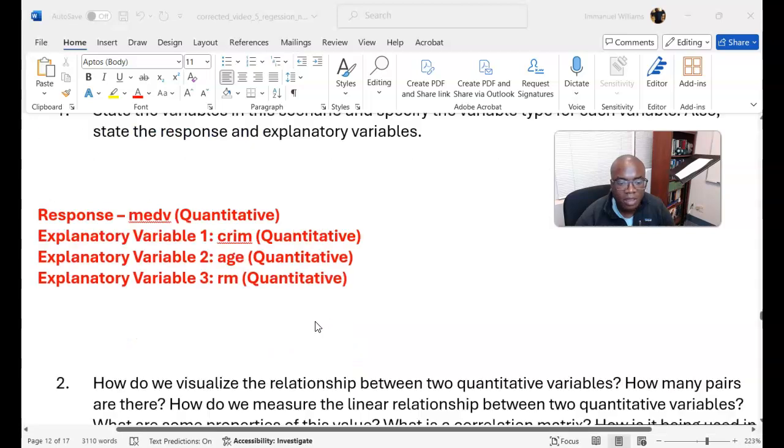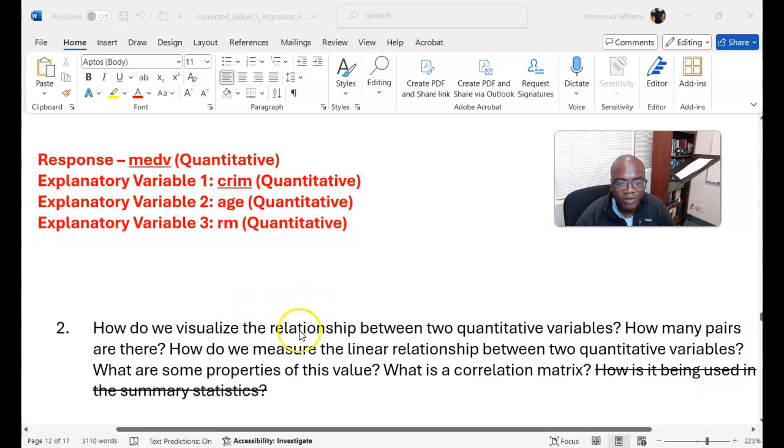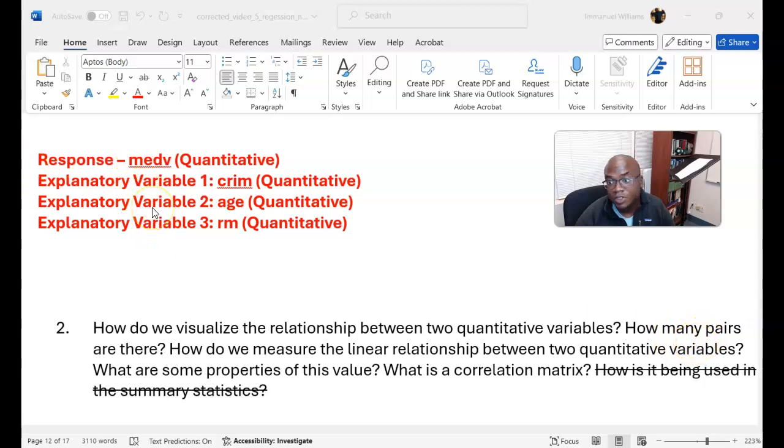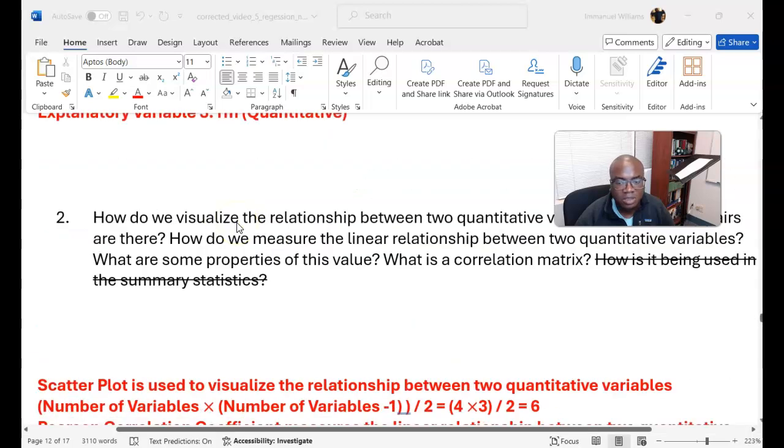From there, the next question says, how do we visualize the relationship between two quantitative variables? A scatter plot. And it says, how many pairs are there? Including the response variable, it should be 4 choose 2, because there are 4 options, choose 2. So it's 4 factorial divided by 2 factorial divided by 2 factorial. So it should be 6. Yeah, it's going to be 6.